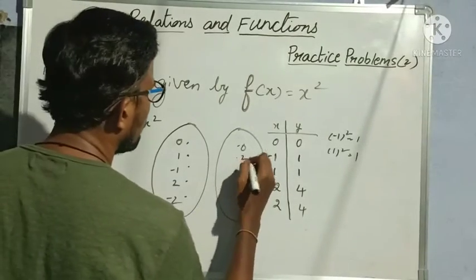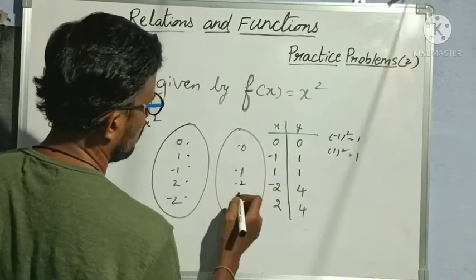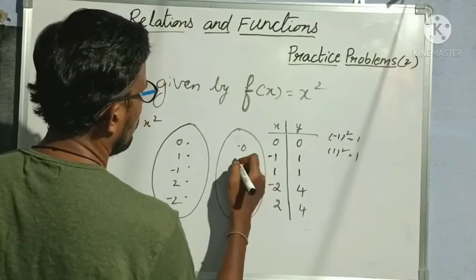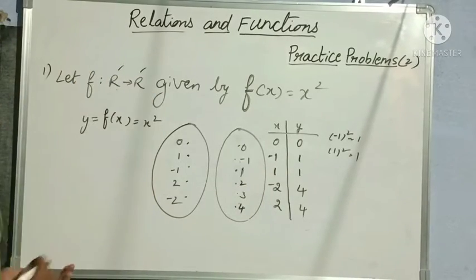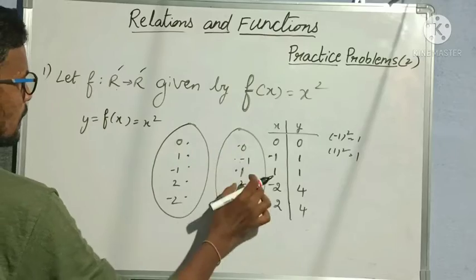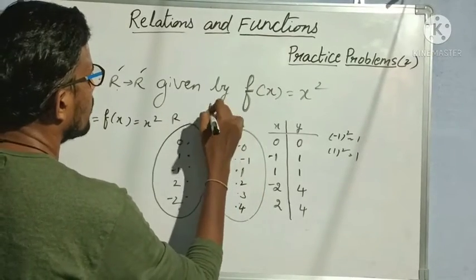Range means everything will be there. 0, 1, 2, 3, 4, -1, everything will be there. Because this is from R to R, means every real number will be there in both sets A and B. Okay? So R to R is a function here.